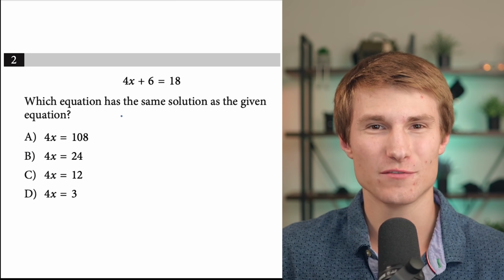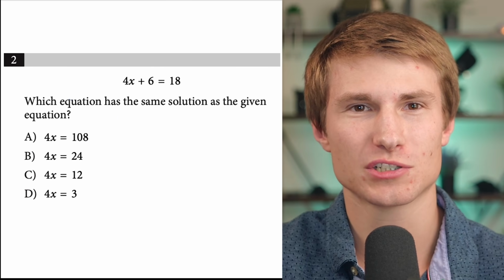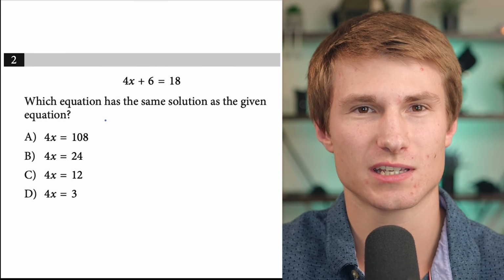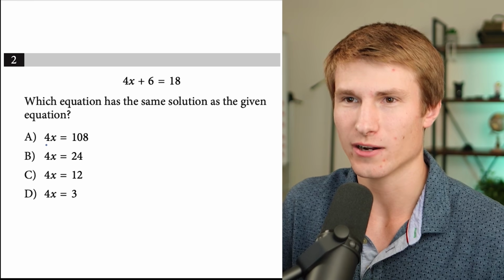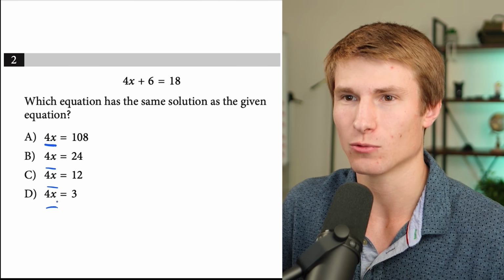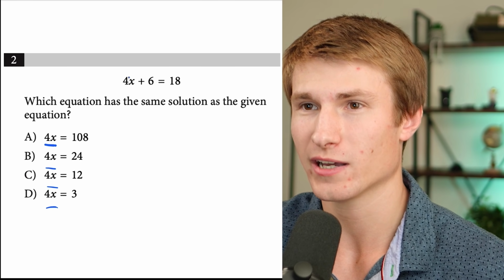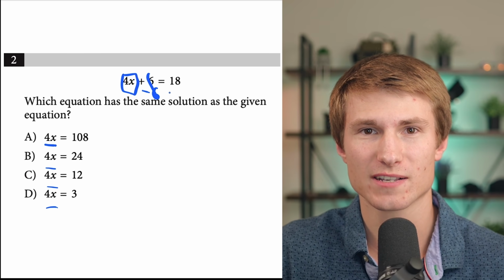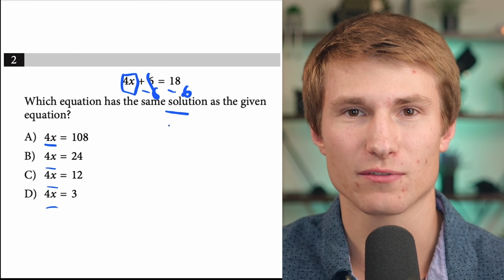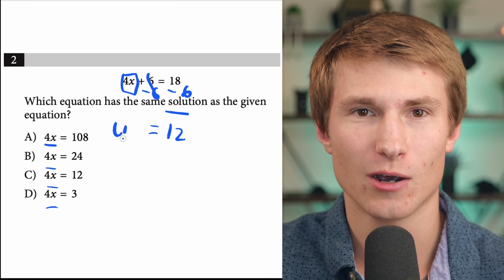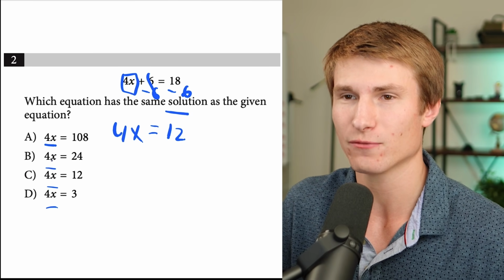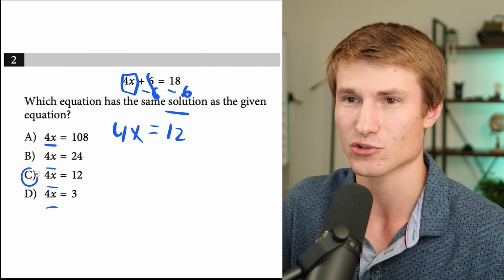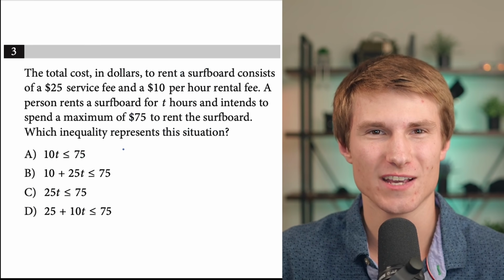Here's a trick that'll save you time on the SAT math section. Question 2 says, which equation has the same solution as the given equation? If we take a quick glance at our answer choices, we see we have 4x in every single one of our answer choices, which means if we look at our equation on top, we have 4x plus 6 equals 18. All we have to do is subtract 6 from both sides, and we're left with 4x is equal to 12. Now, we don't actually have to solve for x because we have 4x in every answer choice, so our answer is answer choice C.